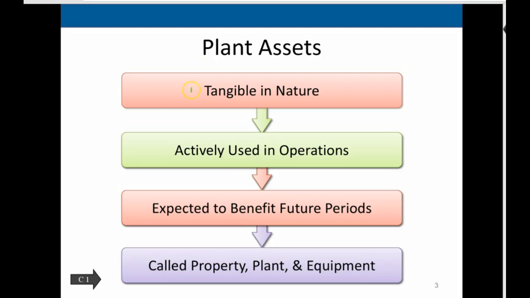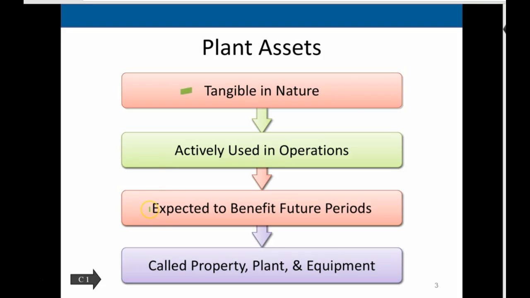So a plant asset is going to be tangible. That means we can touch it. It's going to be something that we can feel and touch. It's tangible. It's actively used in the operation. So one thing could be either inventory or it could be an asset depending on its use. So if we sell forklifts, then it's inventory. If we use the forklift in order to move boxes around in our warehouse, then it's an asset.